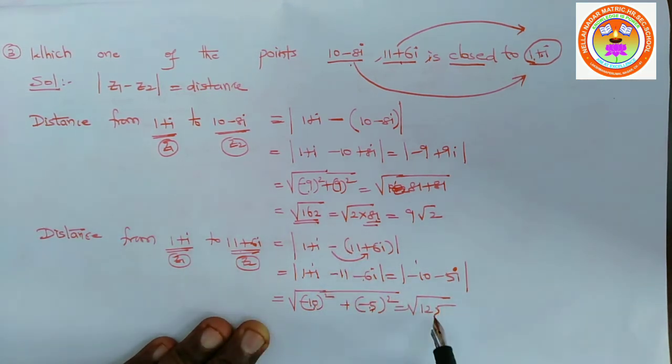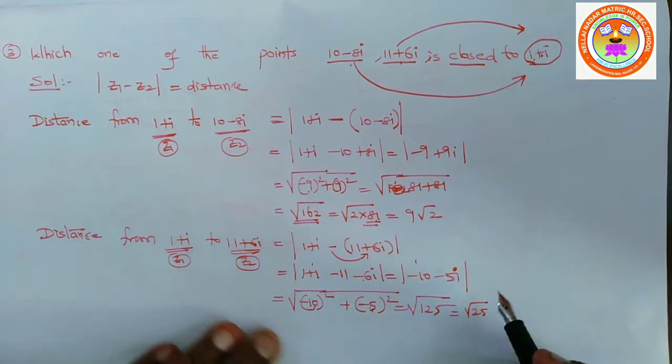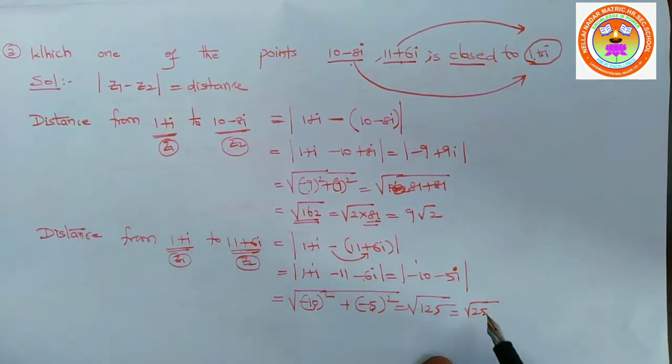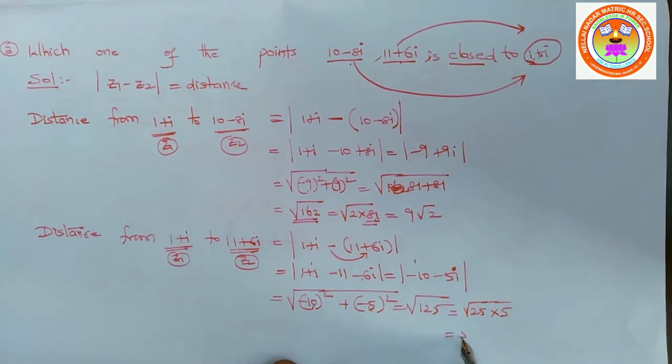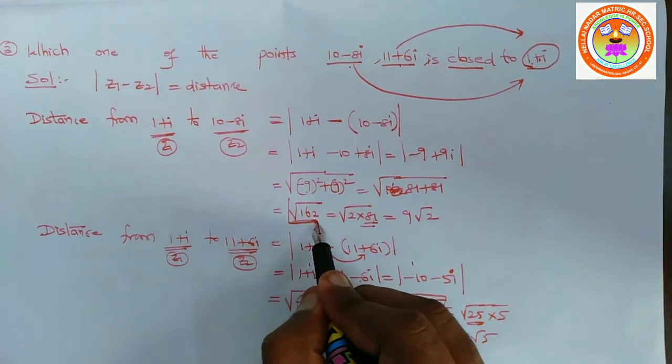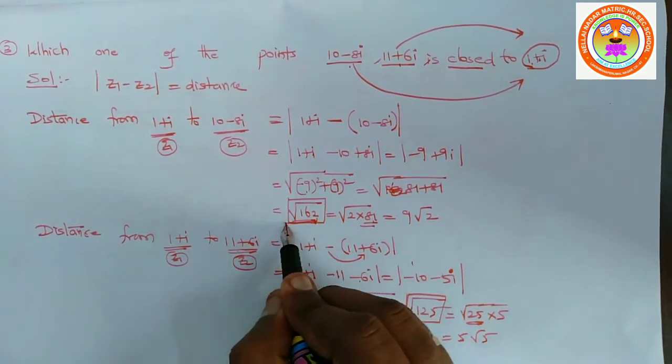Now check the answer. We can write this as square root of 25 into 5, which is 5 root 5. But the better answer is this one. I need to take the square root of 125. Listen carefully, this one is a must. Take the square root of 125. If you want, you can put a box also.